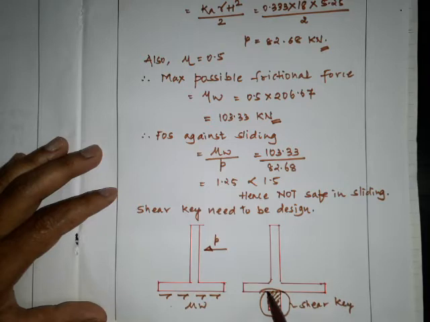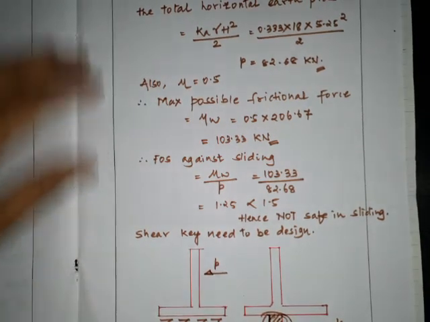So this is the additional element we need to design to make our wall safe against sliding. So this will avoid the movement or the sliding of the retaining wall. So we need to design this additional element which is called a shear key. Okay, we will continue with that now.